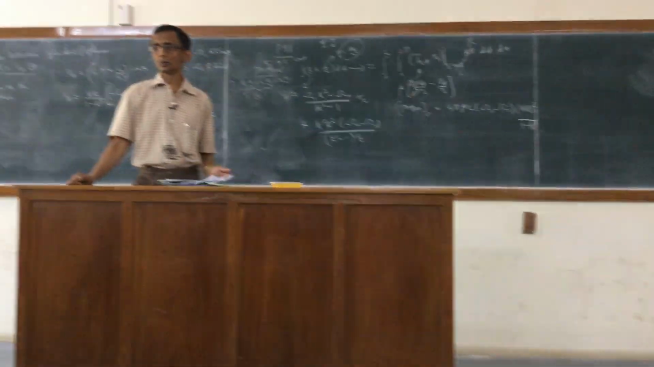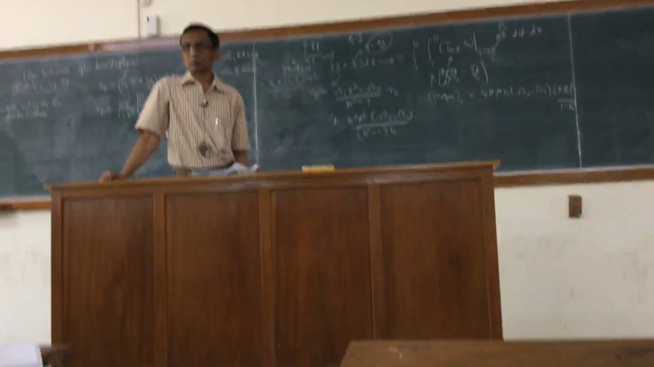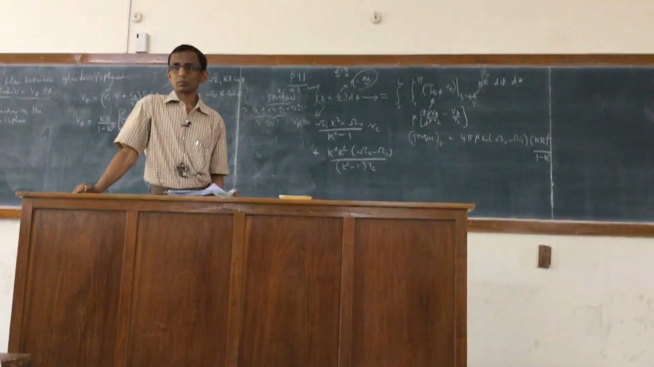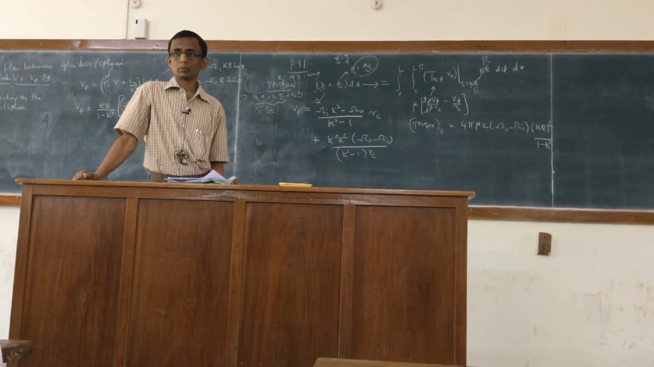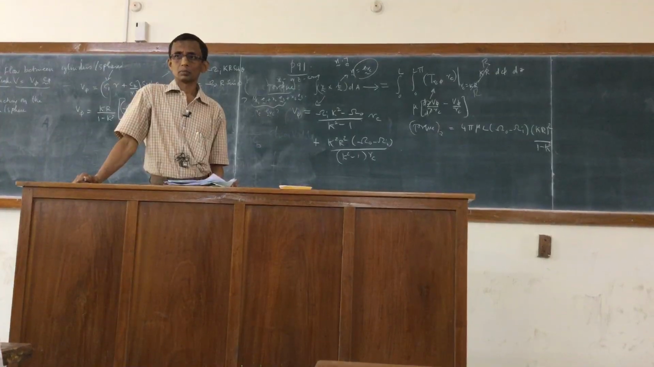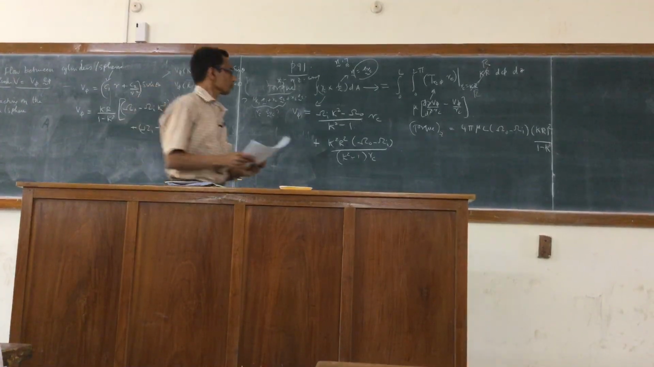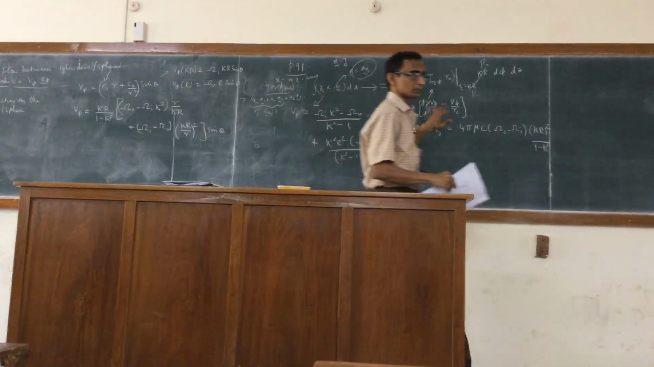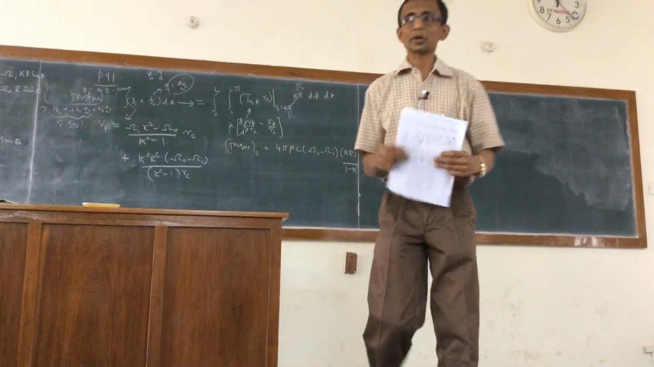Sir, can we find torque by another formula, which is d by dr of r times v phi, that is, T r phi is d v phi by dr? So can we find it out by that formula? Yeah, that is what we have to use finally. Right? That's what you have to use.